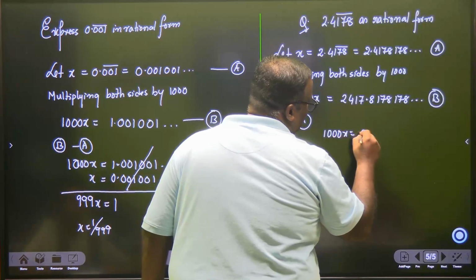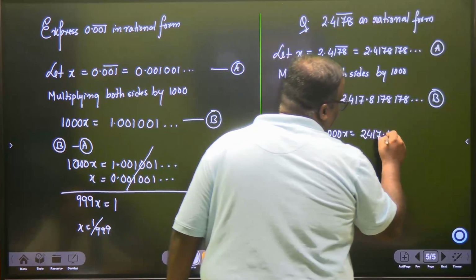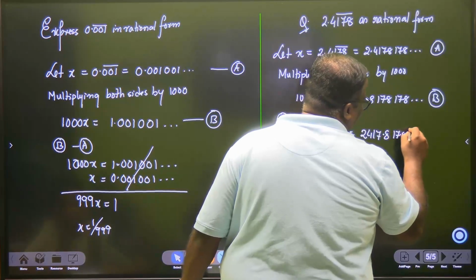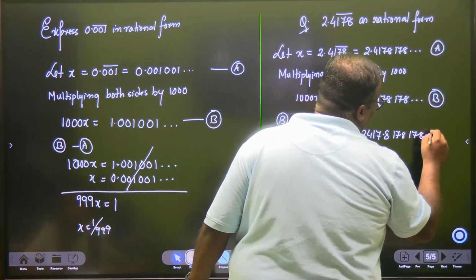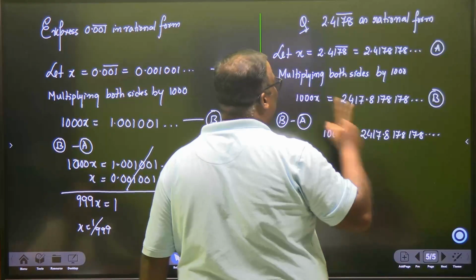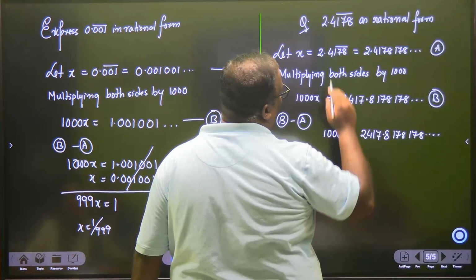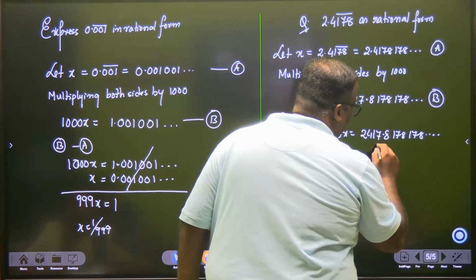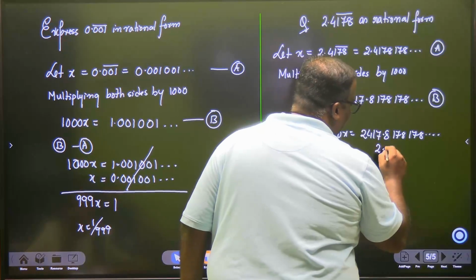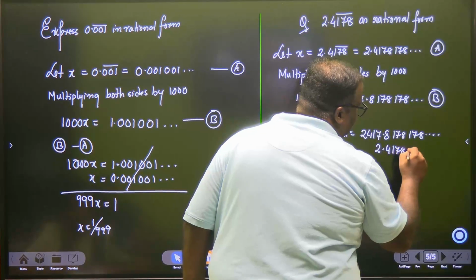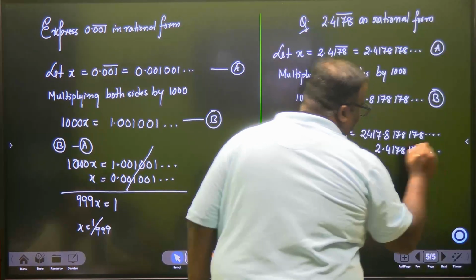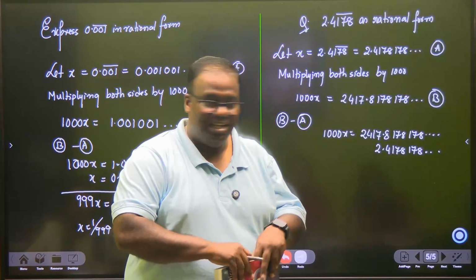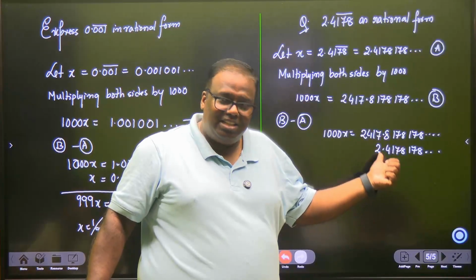1000x is equal to 2417.8178. Now where you guys went wrong, okay? And what is our Chinnagaru? Our Chinnagaru is 2.4178178. Always remember, handle the decimal.